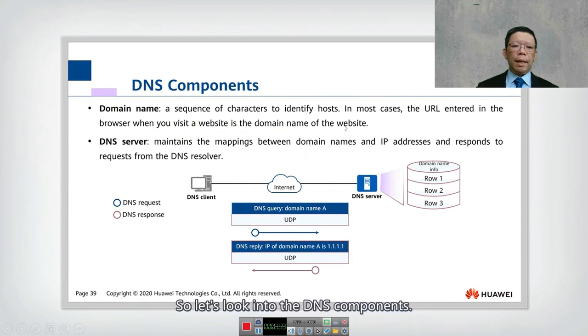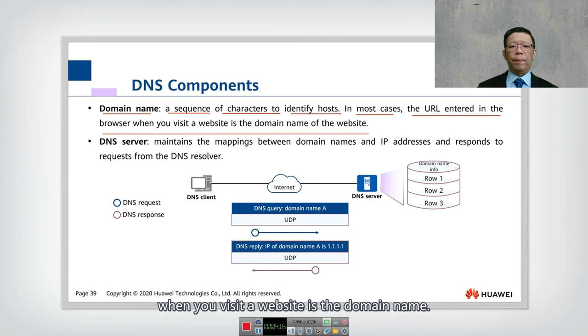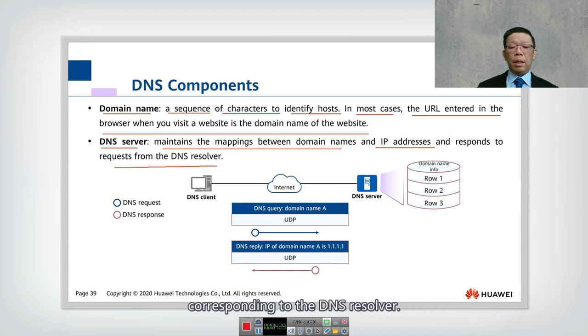So let's look into the DNS components. First we need to understand two components. First one is called the domain name. A domain name is a sequence of characters to identify the host. In most cases, the URL entered in the browser when you visit a website is the domain name. Then we also have a DNS server. A DNS server, as its name suggests, is a server that maintains the mapping between domain name and the corresponding IP address, and it serves the DNS resolver.